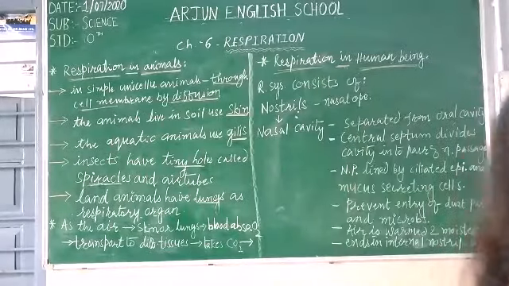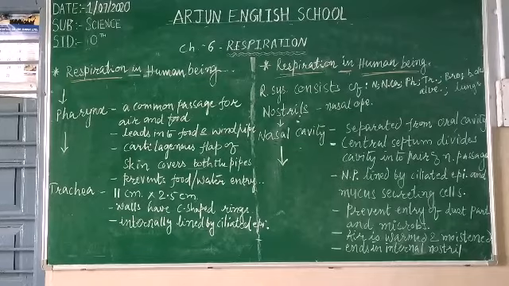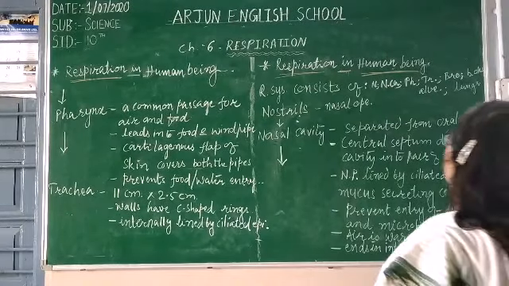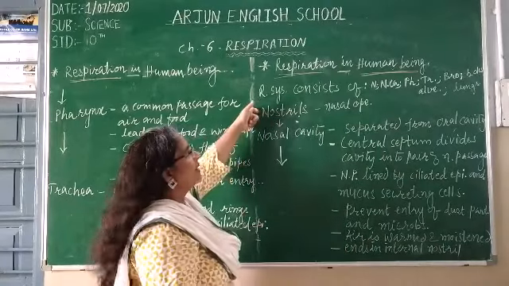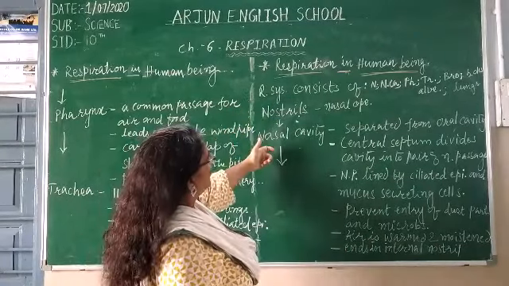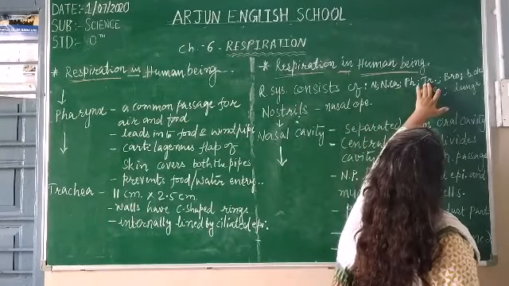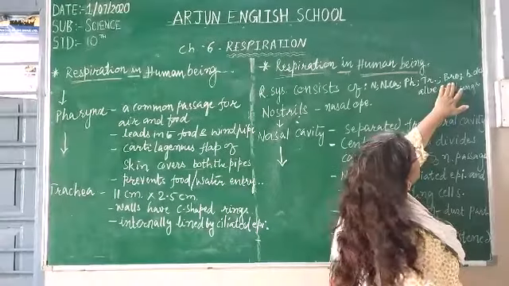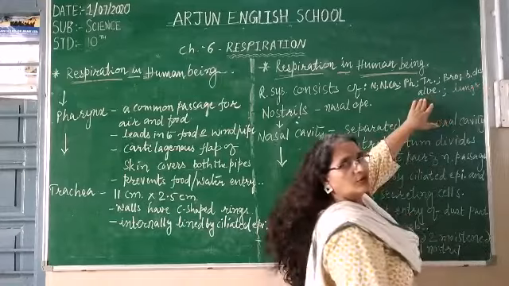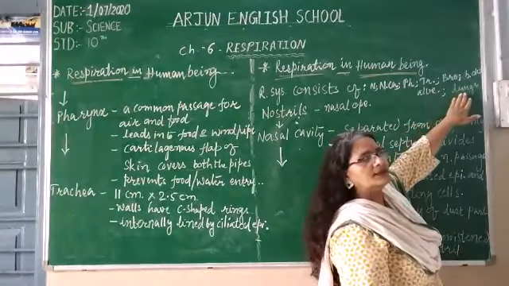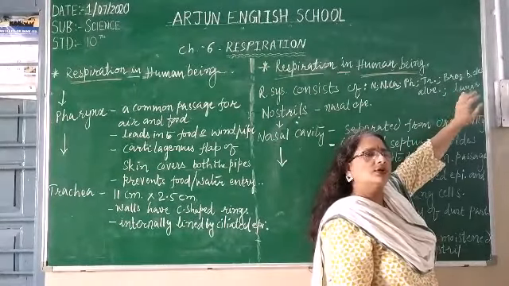Now we'll discuss respiration in human beings. The respiratory system in human beings consists of the nostrils, which are an outer organ, then the nasal cavity, then the pharynx, then the trachea, bronchus or bronchi, then bronchioles, alveoli, and most importantly the lungs. Lungs are the main respiratory organ.